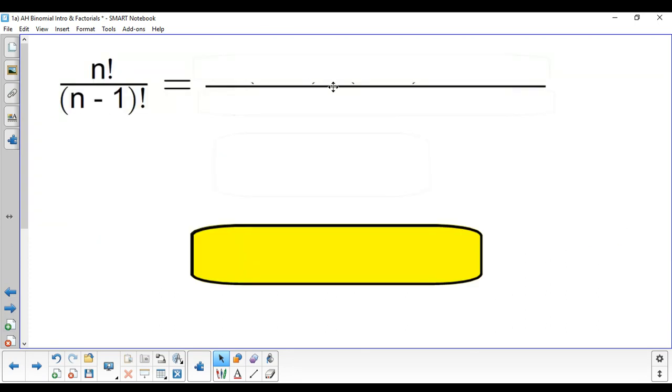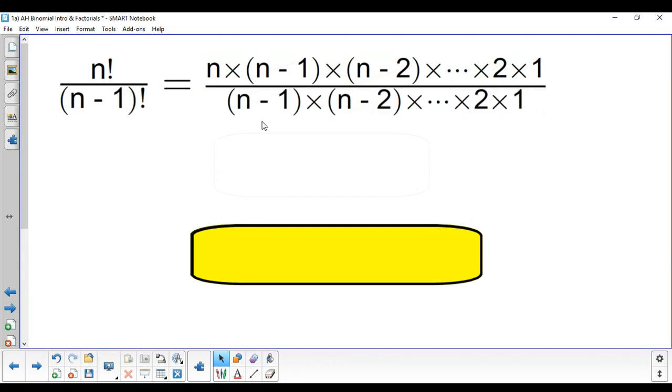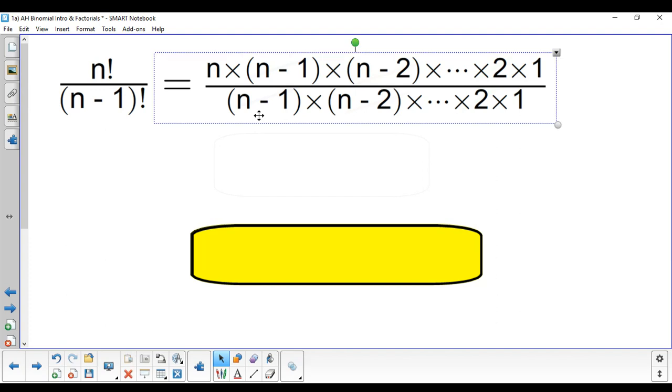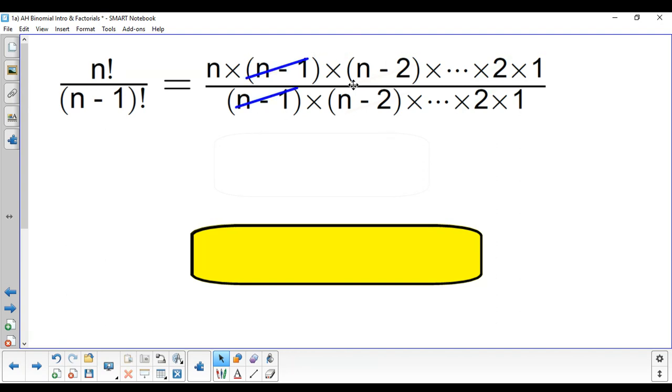Right, so let's just prove this new rule we've got. So n factorial means n times n minus 1 times n minus 2, and so forth. And n minus 1 factorial therefore means n minus 1 times n minus 2, and so forth. Can you see anything cancelling down? So can you see that the n minus 1s can cancel? The n minus 2s, this should work.